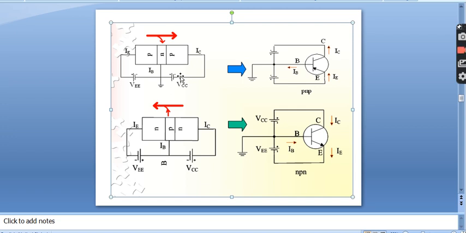Mostly, the transistor will be working in the active region. That means the input side will be forward biased and the output end will be reverse biased. So just replace this PNP and NPN structure with the transistor symbols, and we get the complete circuit diagram in common base configuration.